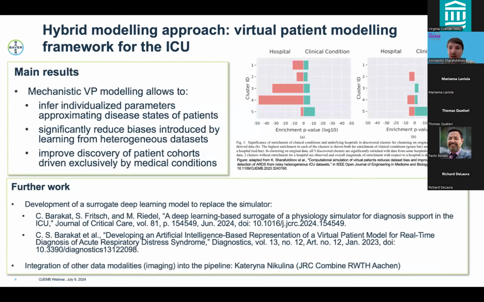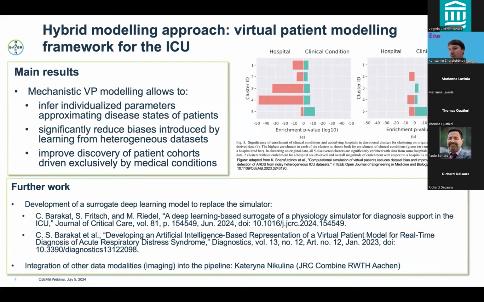And interestingly, when we compare the two cases, on the right-hand side figure there are two sub-figures. On the left-hand side are the results of the clustering on original data. There were five clusters in each case. And in this case, on the left-hand side, we see that there's enrichment. Enrichment is an overrepresentation.